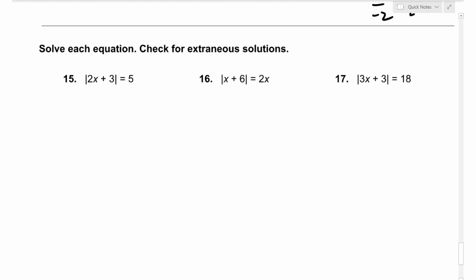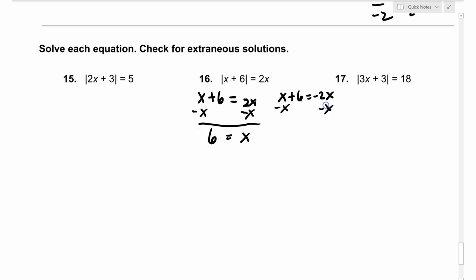Number 16, I'm going to do 16. So we have the absolute value of x plus 6 equals 2x. I'm going to write x plus 6 is equal to 2x, or we have x plus 6 is equal to negative 2x. Remember, you have those two different possibilities. What I'm going to do is subtract x. So I have 6 equals x. I'm going to subtract x from both sides. So I have 6 equals negative 3x. Divide by negative 3, and you have x equals negative 2.